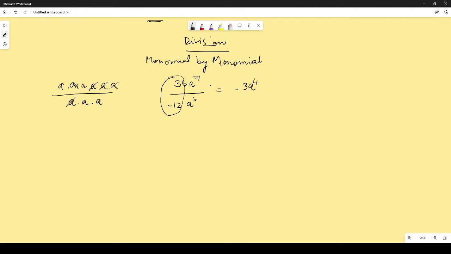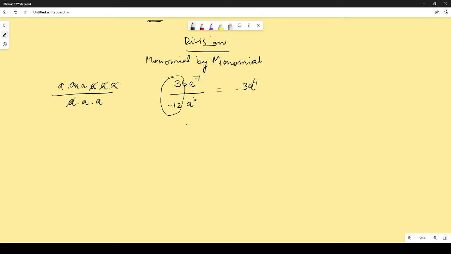So what we do is, you studied exponents, right? So the law of exponents you studied last year? Yes, ma'am. The exponent law says in division you subtract the powers. So you are simply subtracting 7 minus 3.